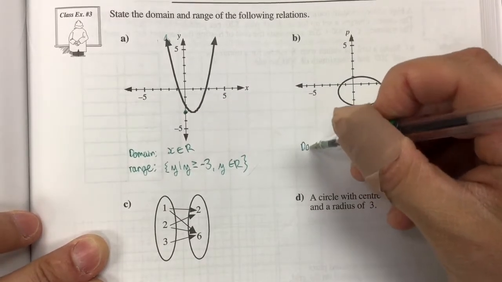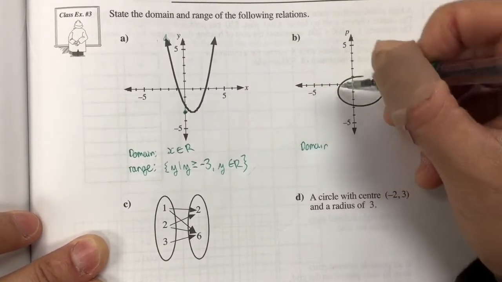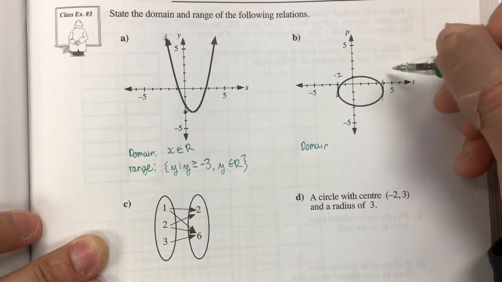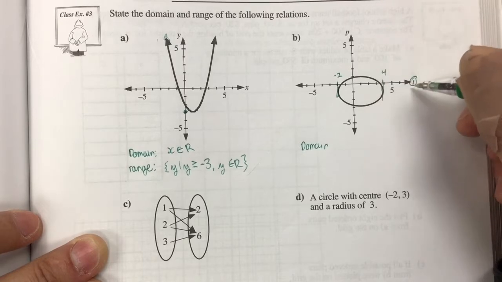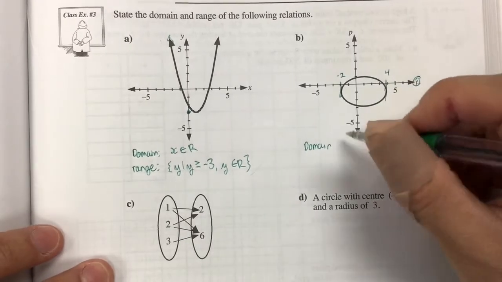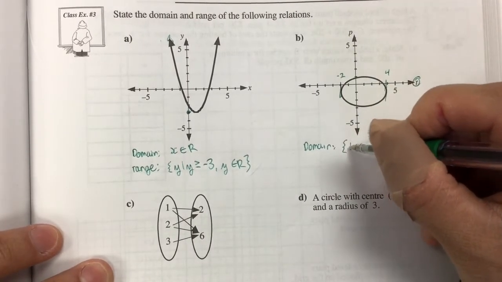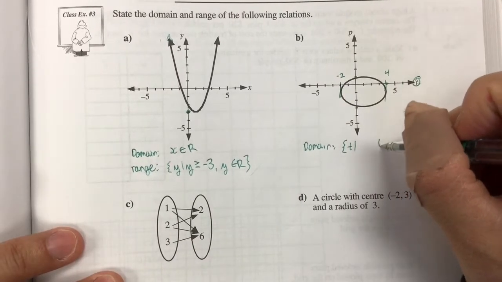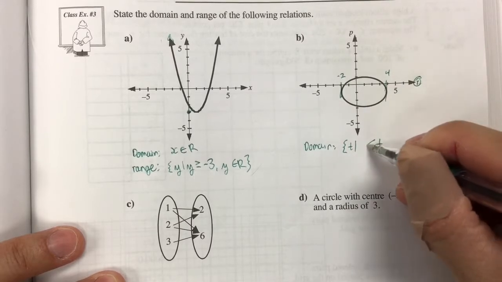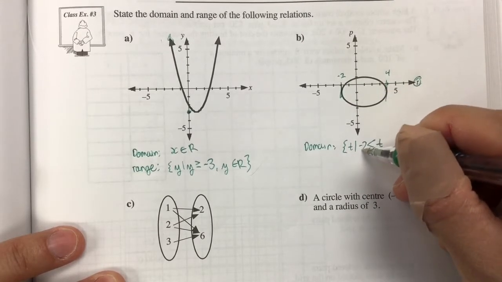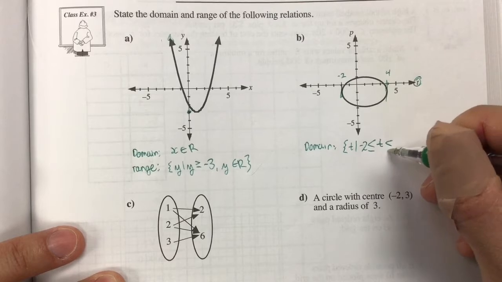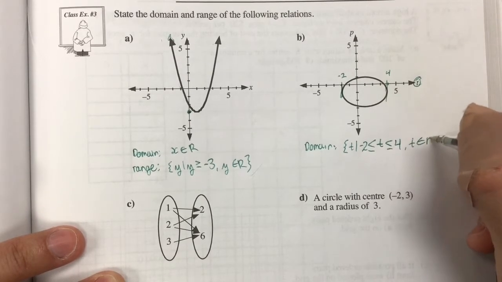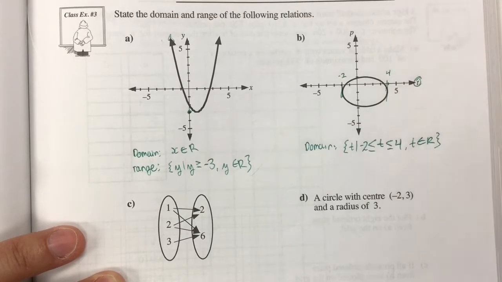For my domain in part B here, my lowest value looks like it's at -2, where my highest value is at +4. And those are t values in this case. So we're going to say that the elements of t such that t has to be greater than or equal to -2, but less than or equal to +4. And t is an element of real numbers. And then we'll close that bracket.